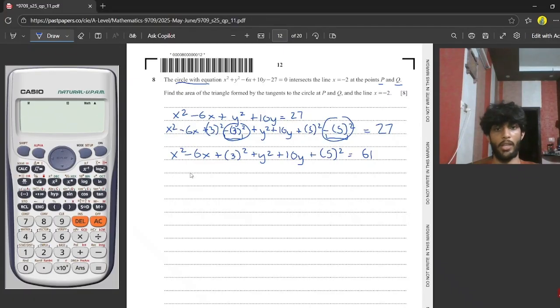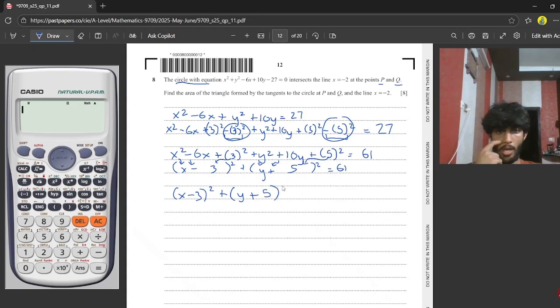Okay, perfect. And then I'm going to make 2 brackets over here, put a square on that, put a plus sign here, put 2 brackets on here, put a square up there, get the 61. Then this x is going to get in here, that sign is going to get in here, that 3 is going to get in here. And then this y is going to get in here, that sign is going to get in here, that 5 is going to get in here. So I got x minus 3 squared plus y plus 5 squared equals 61.